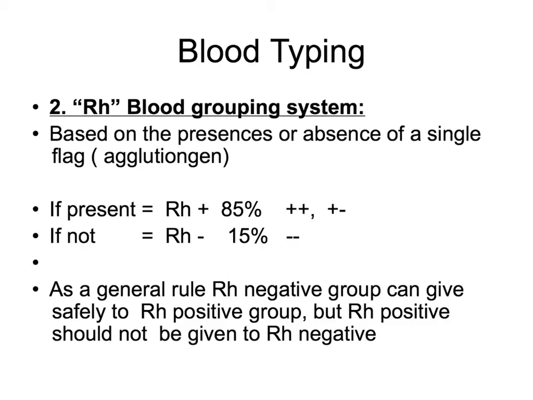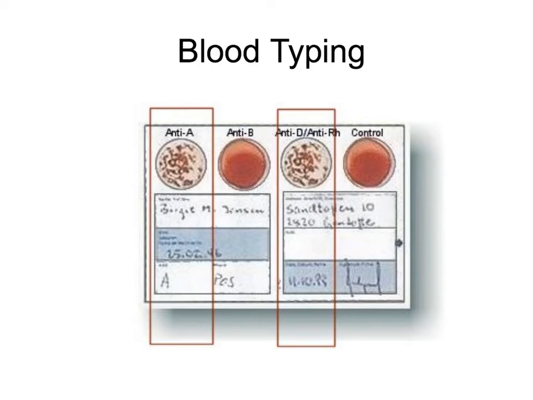As a general rule, Rh negative groups can give safely to Rh positive groups, but Rh positive should not be given to Rh negative. So let's begin by looking at blood typing. How do we tell if a person is type A blood, type B, type AB, or type O? How do we tell if they're Rh positive or Rh negative?